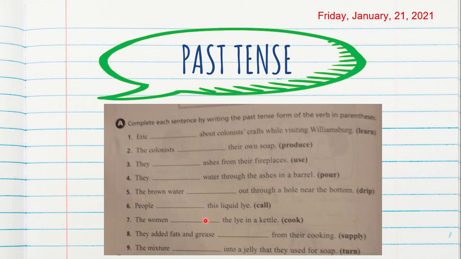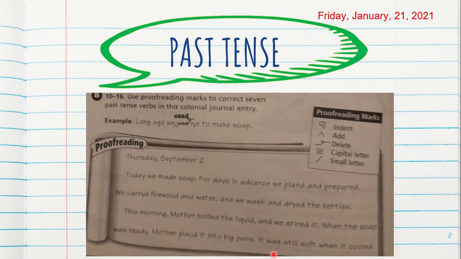They added fats and grease blank from their cooking supply. Pay attention to the verb. The mixture blank into a jelly that they use for soap. Turn. Okay, let's go to the next page. No, it's in the same page, sorry.